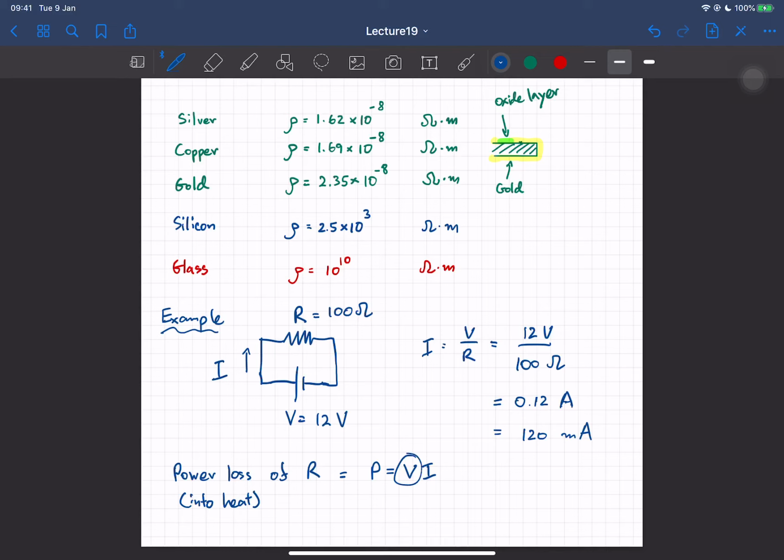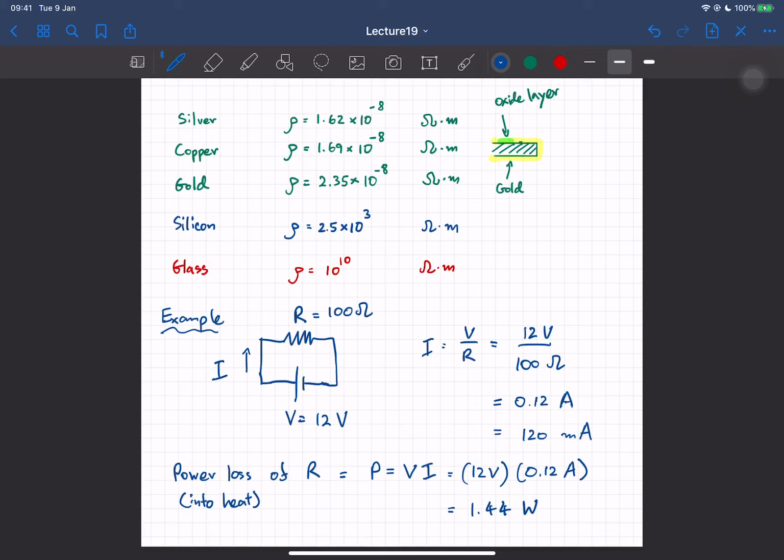So V here is the voltage across the resistor, which is the same as the battery, because there's only one here. So in this case, it's just 12 volts times the current flowing through the resistor, which is 0.12 amps. And you get 1.44 watts.